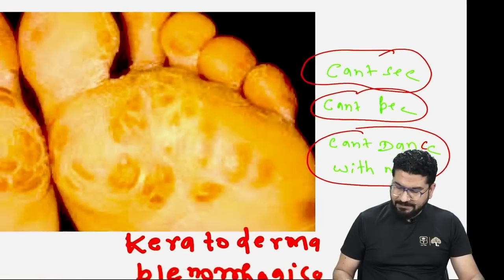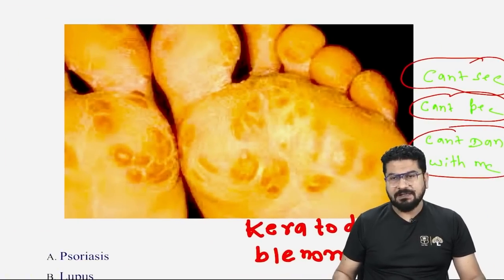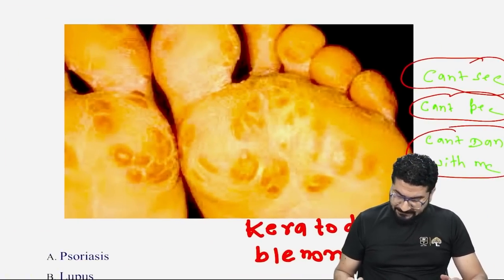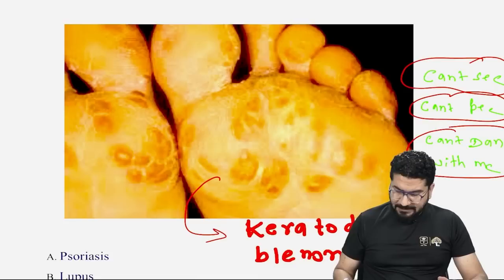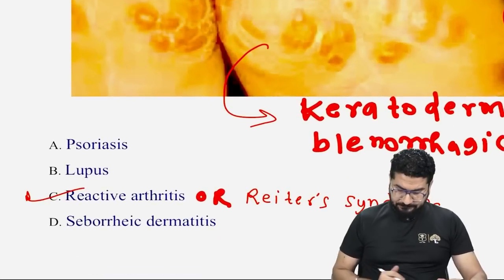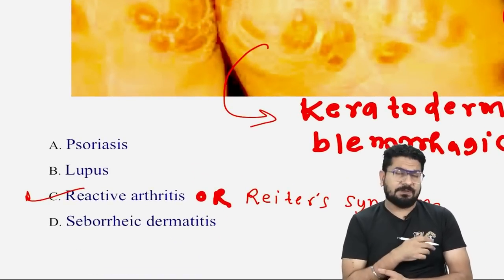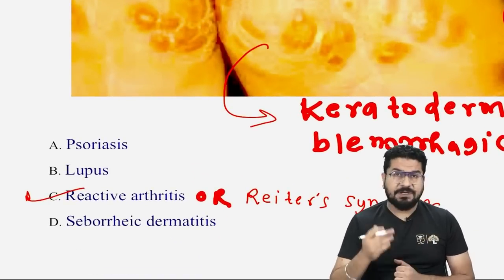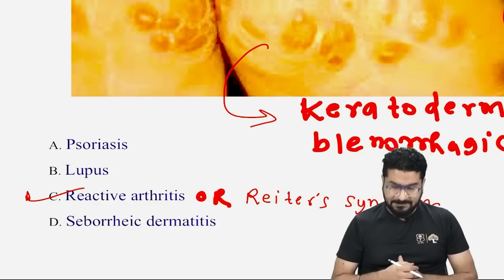So conjunctivitis, and later on they can develop this classical skin lesion. We call this Keratoderma Blenorrhagicum. So this is a case of reactive arthritis. In psoriasis, you can later on develop psoriatic arthritis. For this, we have a diagnostic criteria. We call this CASPAR criteria.